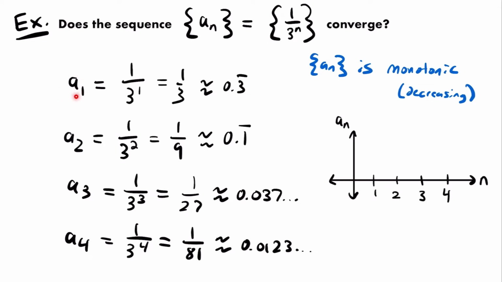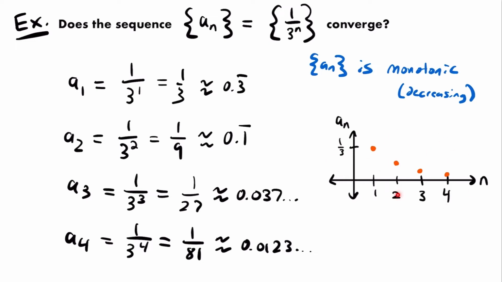And a sub 1 was equal to 1/3. So I'm going to label that right here. That's going to be 1/3. And so our first term will be right there on the graph. Then we have a sub 2, which is 0.1, and that's going to be even further down on our graph. Then a sub 3 is 0.037, and so that's even further down, but still greater than 0. And then a sub 4 is 0.0123, which is even closer to 0. And so the graph of our sequence looks something like this.